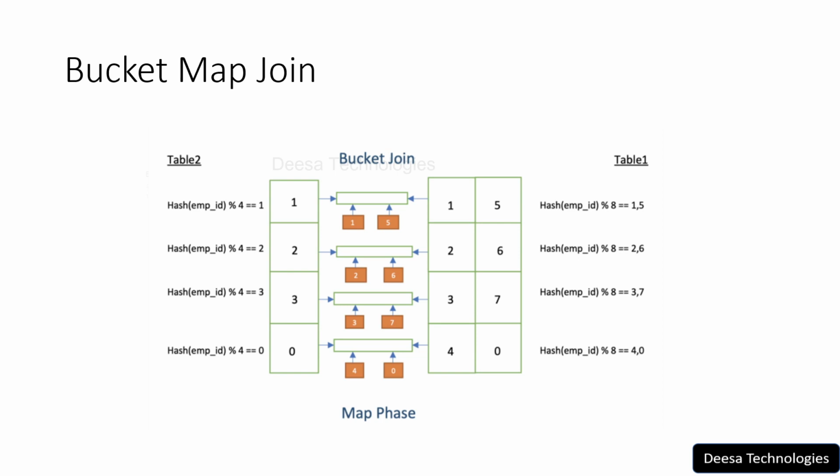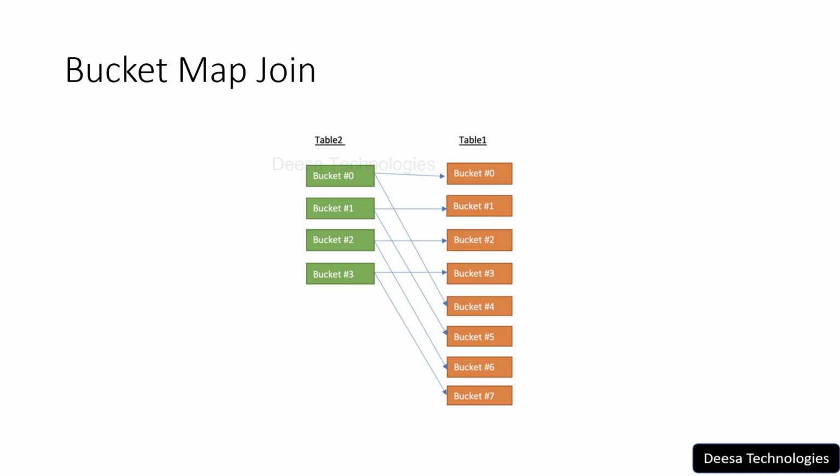So the join happens within the buckets, and these buckets will have similar data, the same kind of IDs, so you can join within the buckets. This is another illustration of how it happens. If you see bucket 0, it just does a map-side join with bucket 0 and bucket 4, because these are the buckets which have the same modulus, right? And similarly bucket 1 will join with bucket 1 and bucket 5. So this is how the bucket map join happens. The join happens within the buckets, right?